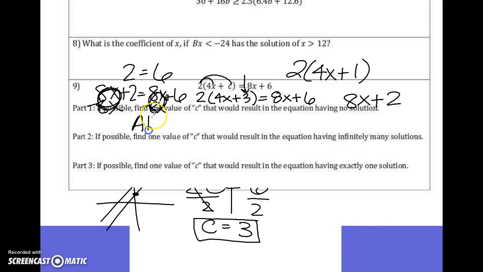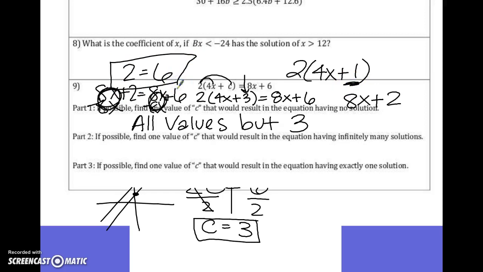all values except the number 3. Right? Because we put in a 1 there, and that made it so that 2 was equal to 6, which we know is not true. So any value besides the number 3 is going to give you a number not equal to 6. Okay, part 2, if possible, find one value of c that would result in the equation having infinitely many solutions.